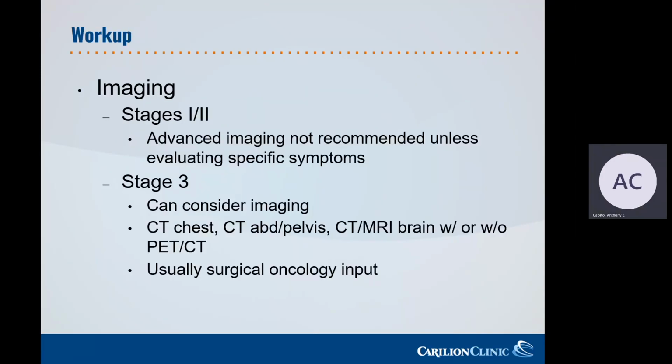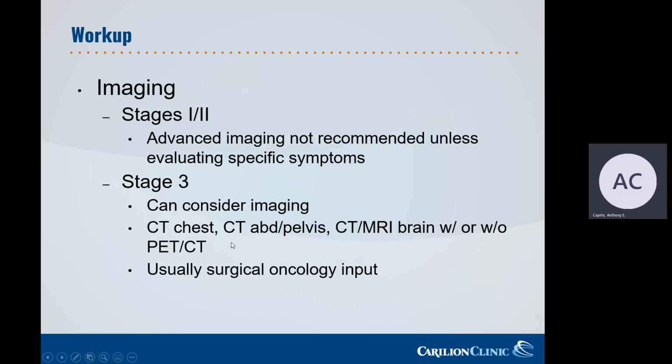So what if you do confirm a melanoma, what should you do for your workup? So for stages 1 and 2, so that's without lymphatic spread, you usually don't have to do any advanced imaging like CTs or PET-CTs unless they develop specific symptoms. Once again, this is after your staging based on your Breslow depth and whether or not you did a sentinel lymph node biopsy. If the sentinel lymph node biopsy is negative, then they'll be in stage 1 or 2, depending on the melanoma depth. If it is stage 3, then you can consider further imaging.